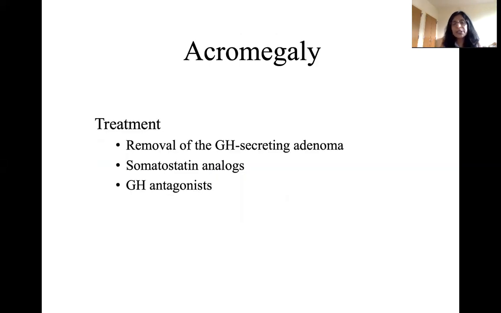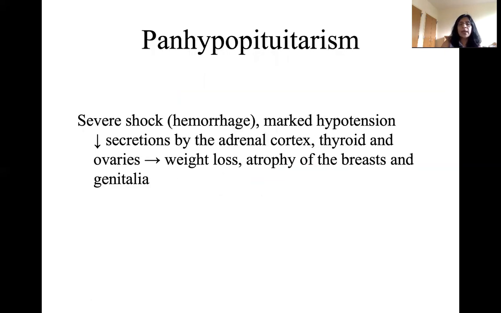All right, how do we treat? Removal of the growth hormone secreting adenoma, somatostatin analogs, growth hormone inhibiting hormone or somatostatin is what you need to inhibit the action of growth hormone, or growth hormone antagonist is another option. All right, so that is where we finish the discussion of acromegaly, but we came across panhypopituitarism. So just a little bit about it.